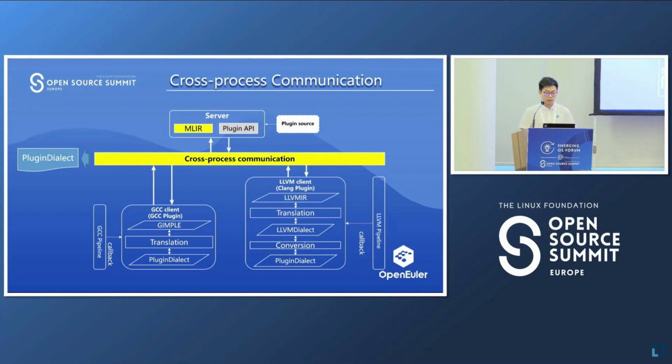For example, on the GCC client, IR data is achieved through the translation between GIMPLE and the plugin dialect. On the LLVM client, conversion is performed through the LLVM dialect corresponding to LLVM IR, and the MLIR infrastructure is used to quickly complete the translation process.